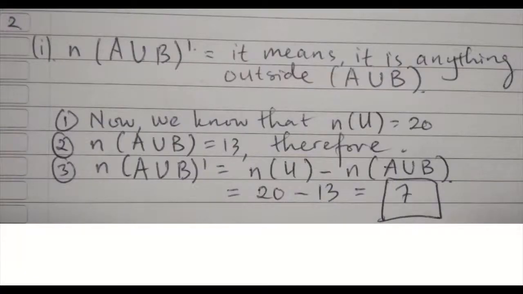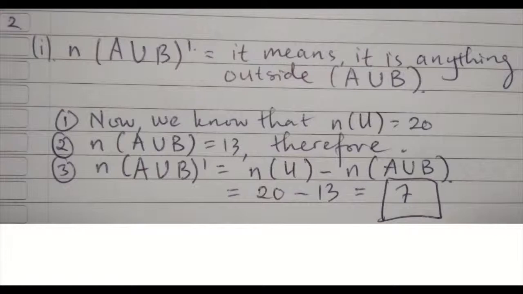Now we start with I. The question in I is that we have to find the number of elements of A union B complement. So how do we solve this? Now we start with the interpretation of what the meaning of n(A union B complement) is. It means that it is anything outside A union B.